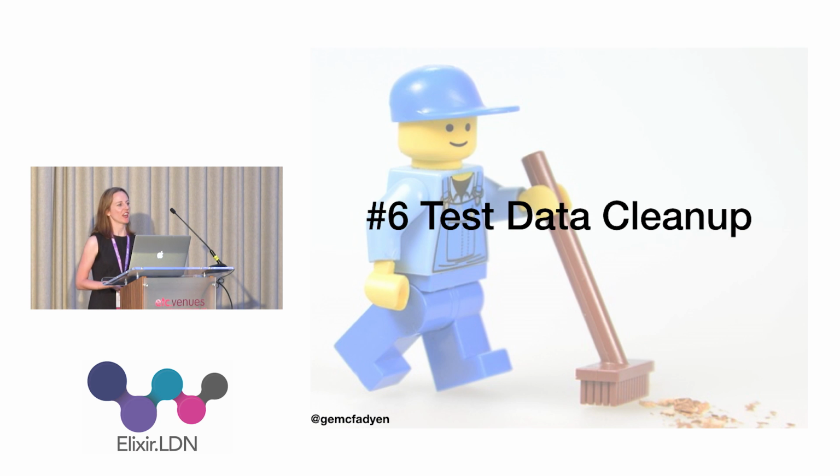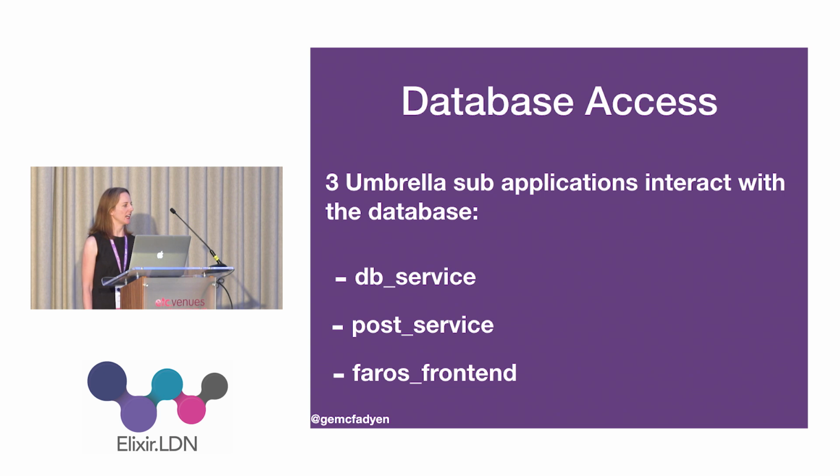The next battle was around cleaning up test data in the database. So we have a few services that actually interacted with the database, either directly or through dependencies. We've got the database service, which would directly persist and fetch from our Postgres database. We have the post service, which had the database service as a dependency. And we had tests for the post service, which ultimately would put data in the database. And we have our web front end, which has a dependency on the post service, which has a dependency on the database service. So again, we had tests there that were also putting data in the database. And I wanted my database clean at the end of my test run.